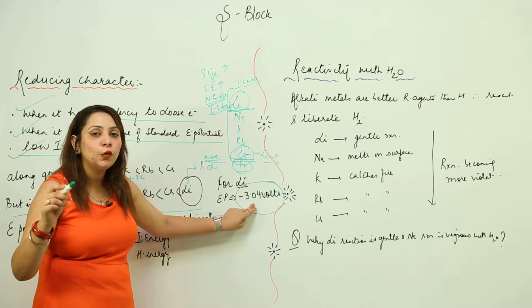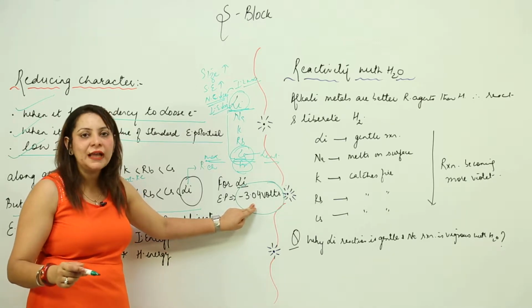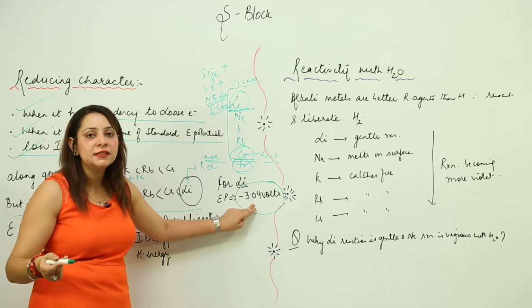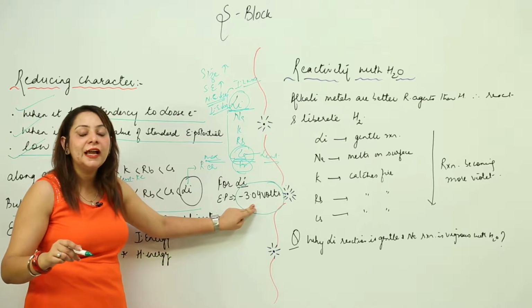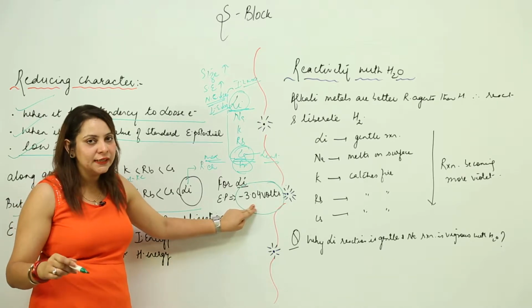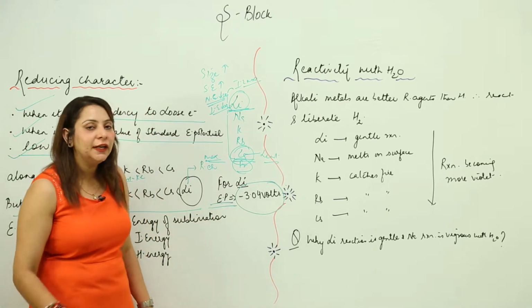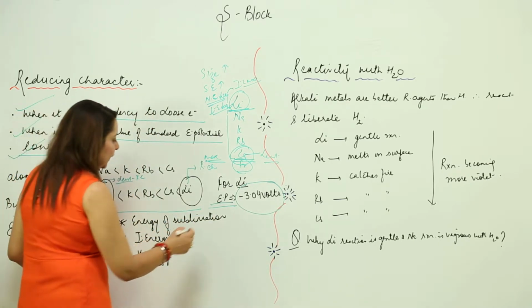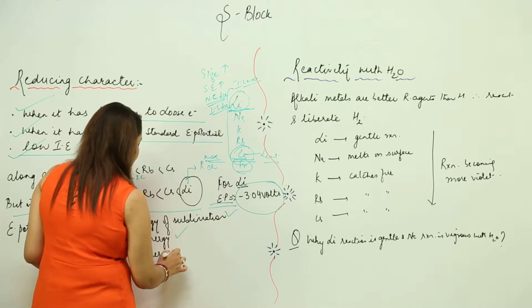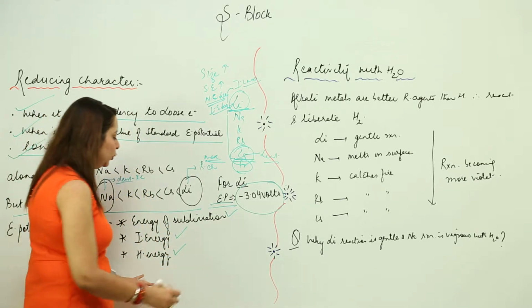But what are the reasons behind that? Though lithium possesses the highest ionization energy, still it is acting as the best reducing agent. What is the reason? We see that the value of the electrode potential actually depends upon three factors: energy of sublimation, ionization energy and hydration energy. Just look at the board.